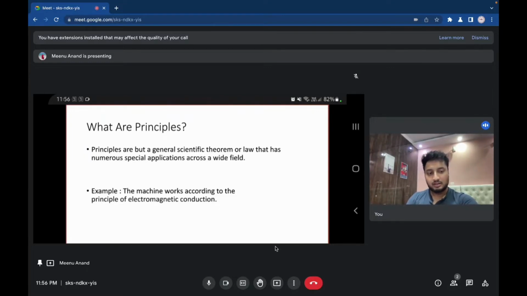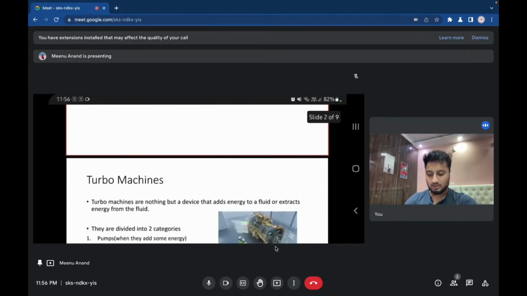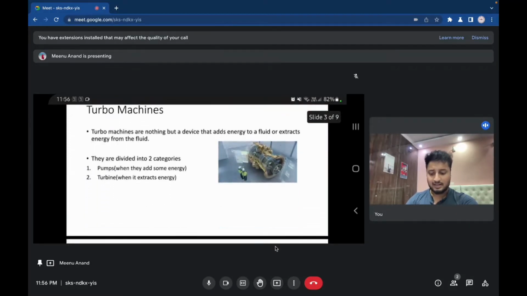In this chapter, we'll be learning various things about fluid flow machines, which are very broadly classified as turbo machines and positive displacement machines. Now, coming on to the turbo machines. Turbo machines are nothing but a device that adds energy to a fluid or extracts energy from the fluid. They are divided into two categories. They are called pumps when they add some energy, and they are called turbines when they extract some energy. Their basic element is a rotor.